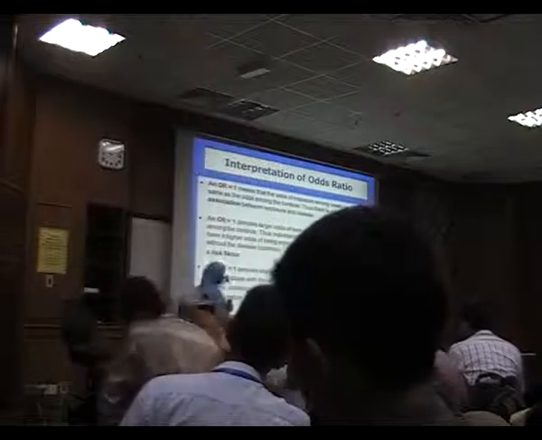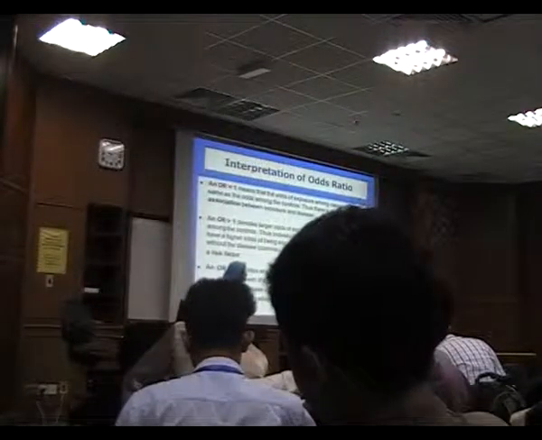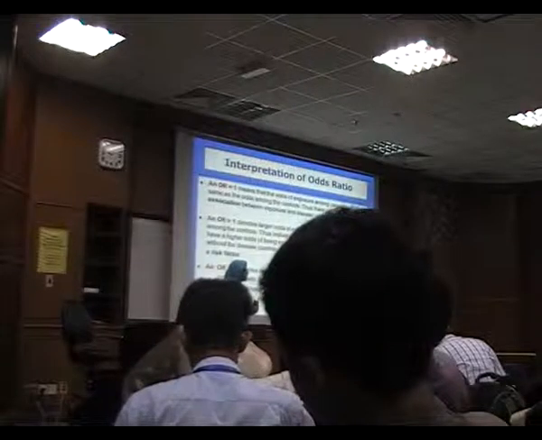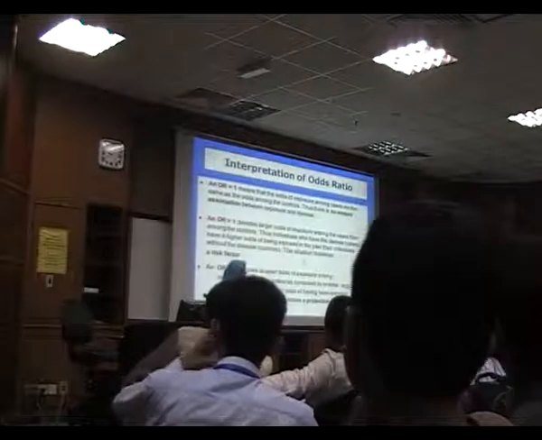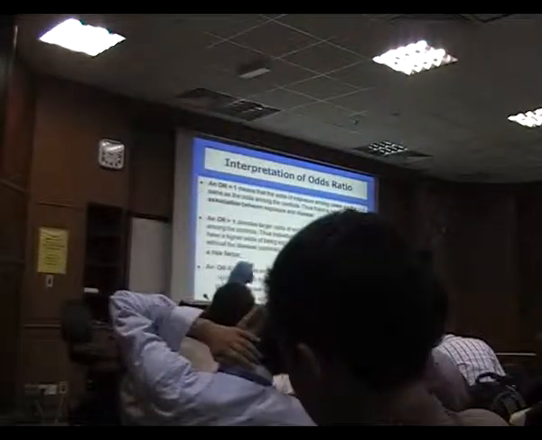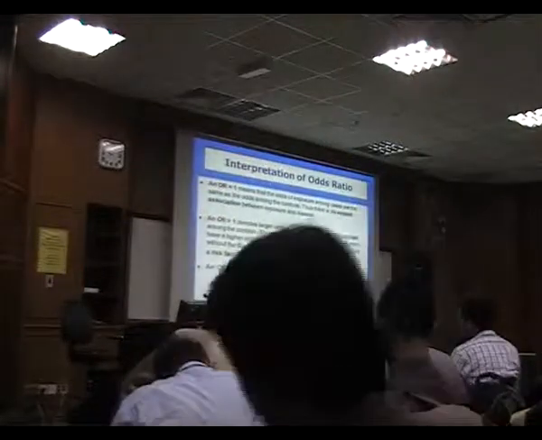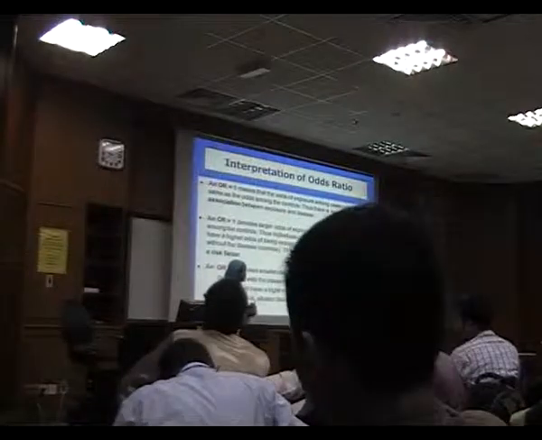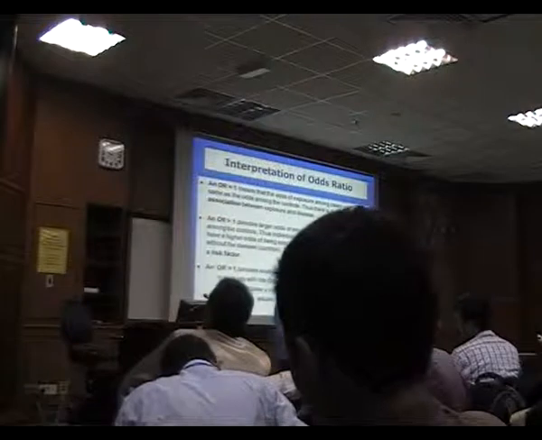If it is less than 1, it denotes that the odds of exposure among cases are smaller than the odds of exposure among control. You understand? If it is smaller, then it is not risk, it is protective. It protects you from suffering from lung cancer. You understand? Very interesting. 1 means no association.